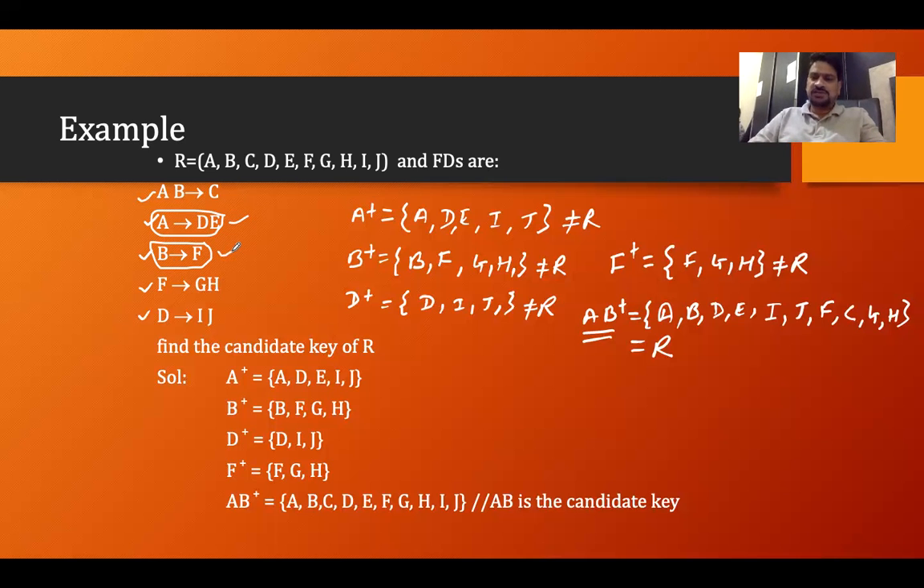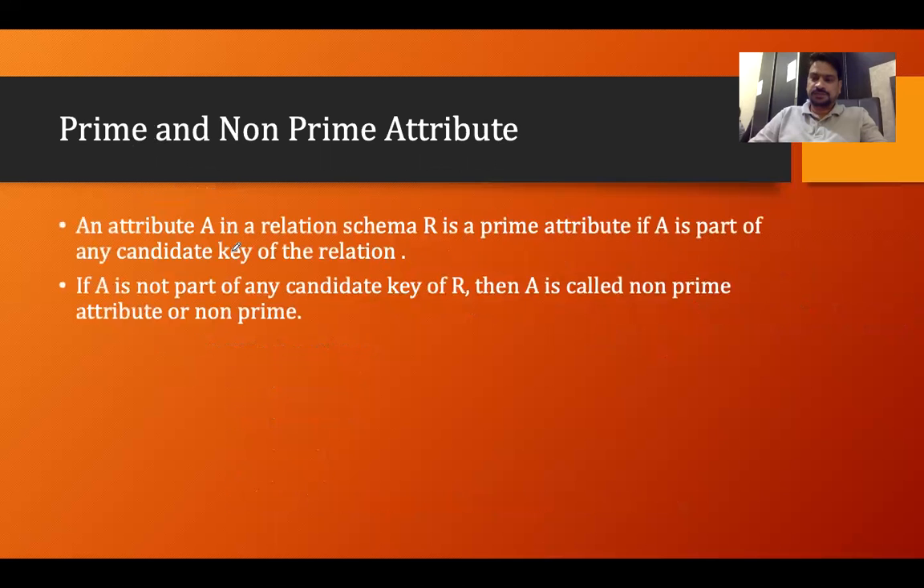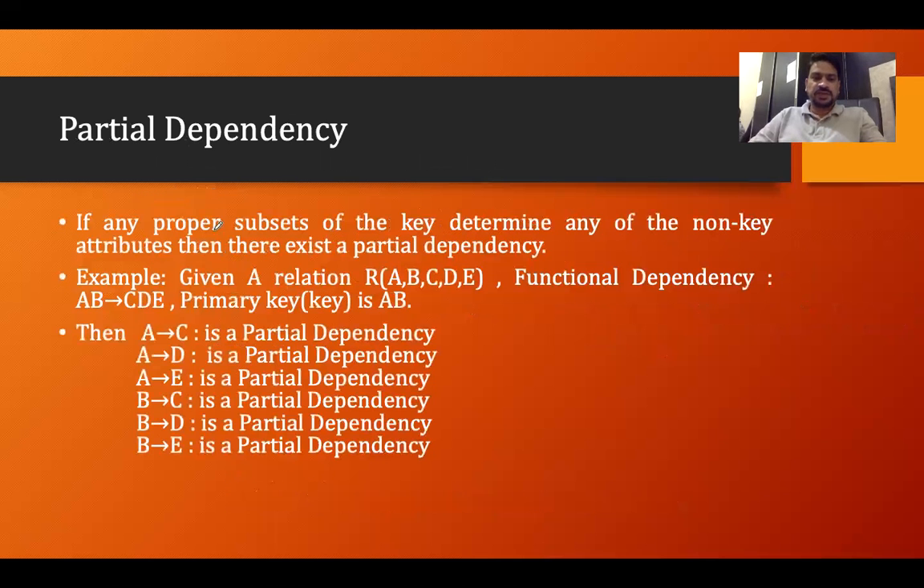Part of the key is determining some non-key, which is written here. A proper subset of the key determining a non-key attribute means there exists a partial functional dependency. So I think you understood, right?